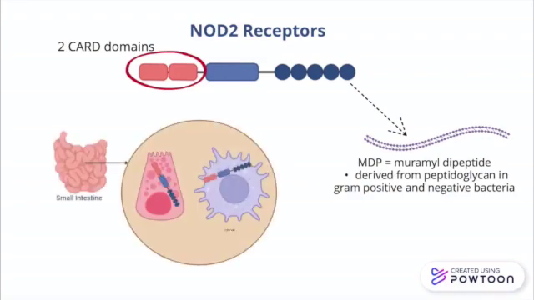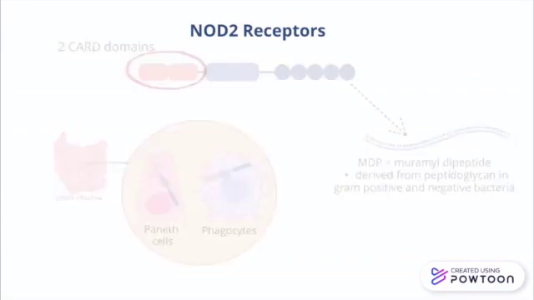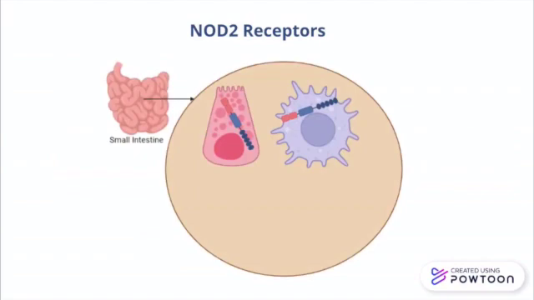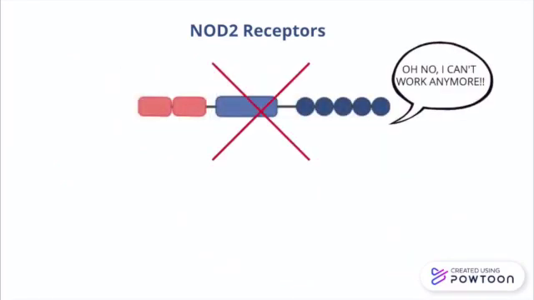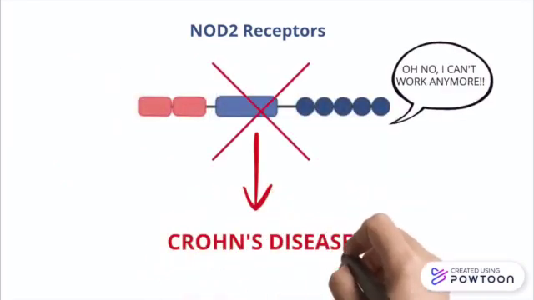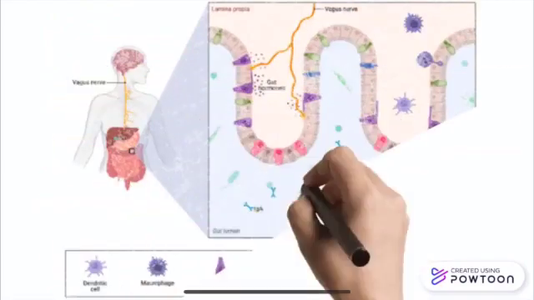NOD2 receptors are found in phagocytes and Paneth cells of the small intestine, allowing them to contribute to mucosal immunity. In the gut, NOD2 receptors have a role in regulating antimicrobial peptides such as alpha and beta defensins. It is the loss of function of NOD2 that is associated with the development of Crohn's disease. We explore NOD2's role in Crohn's disease.